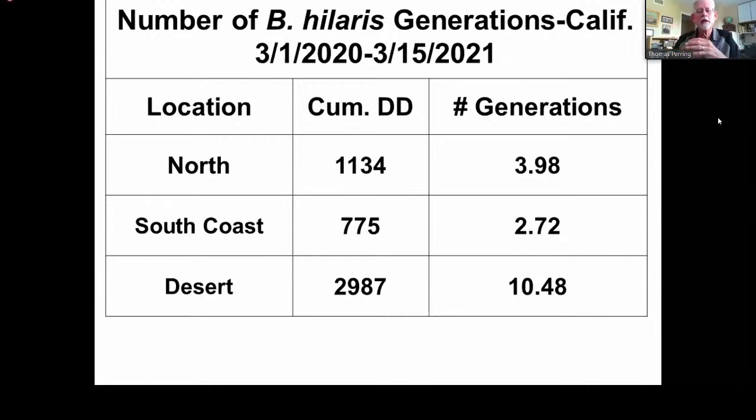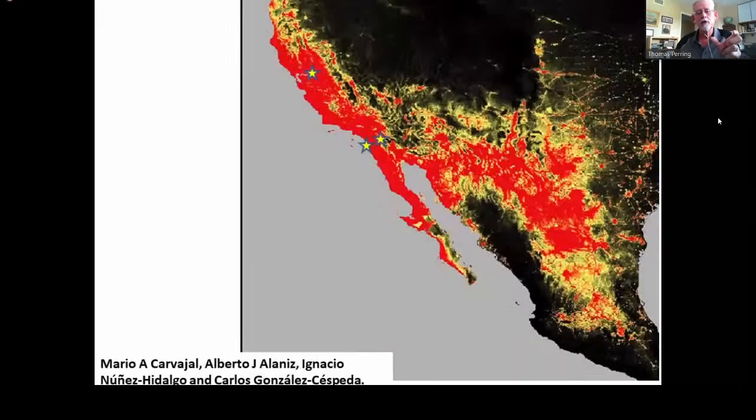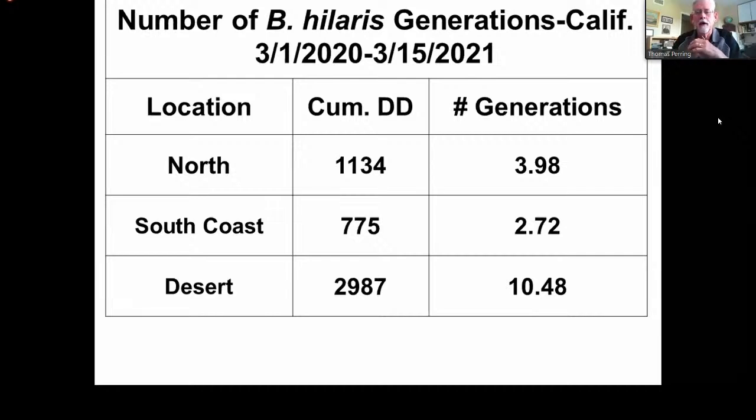So cumulative degree days for our three different areas are very different. And when you know that those cumulative degree days of 272, let me just say 270 some, calculates to this many generations for our three areas. So from 2.7 generations to 10.5 generations, within that one red area determined by the climate matching model.